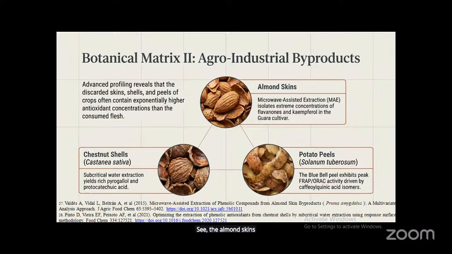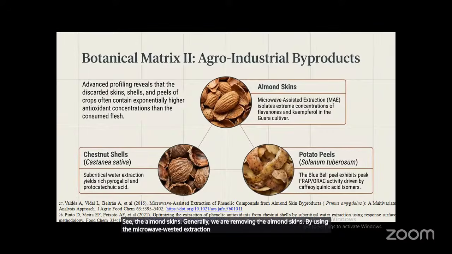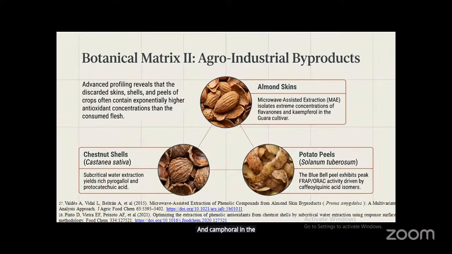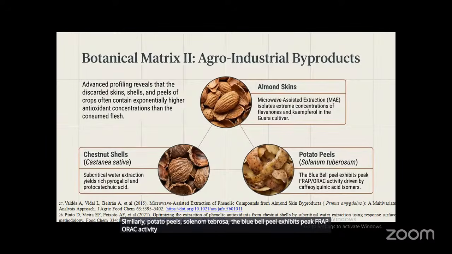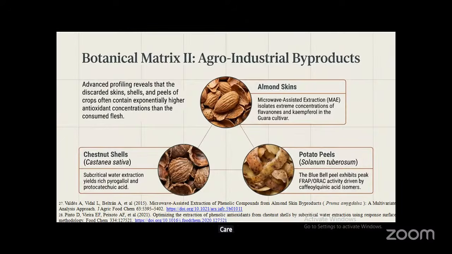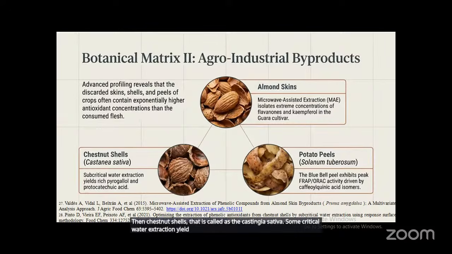Generally, we are removing the almond skins. By using microwave-assisted extraction, one isolates an extreme concentration of flavonols and kaempferol in the guava cultivar. Similarly, potato peels, Solanum tuberosum. The bluebell peel exhibits peak FRAP-ORAC activity driven by caffeoylquinic acid isomers. Then chestnut shells, Castanea sativa, where subcritical water extraction yields rich pyrogallol and protocatechuic acid.